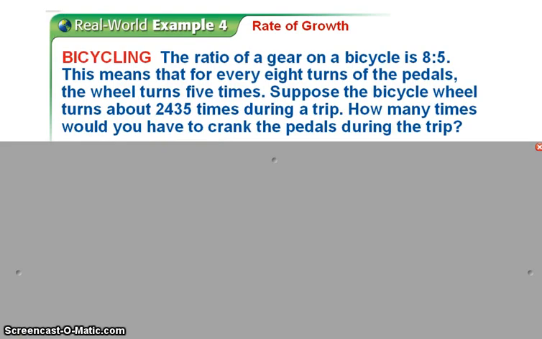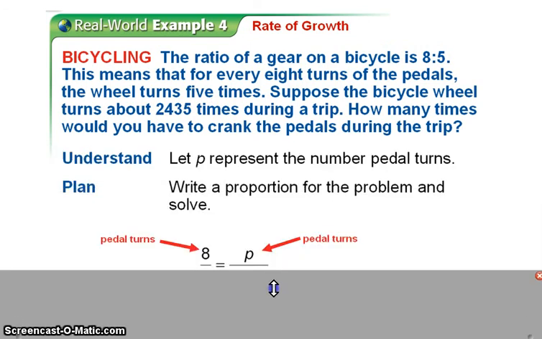Okay, let's take a look at a problem here. The ratio of a gear on a bicycle is 8:5. This means that for every 8 turns on the pedals, the wheel turns 5 times. Suppose the bicycle wheel turns about 2,435 times during a trip. How many times would you have to crank the pedals during the trip? Okay, so you need to use this ratio to help you find how many times you'd have to crank the pedals. So here's what you're going to have to set up.